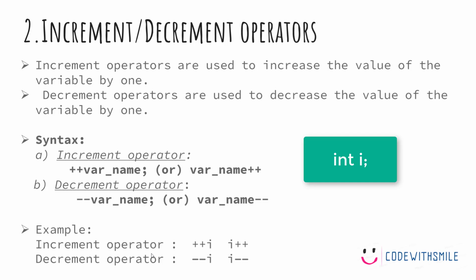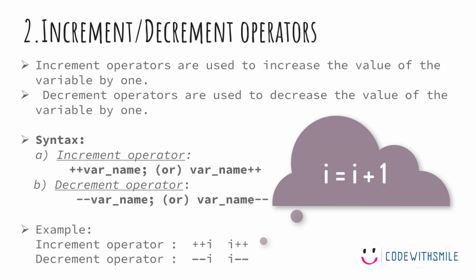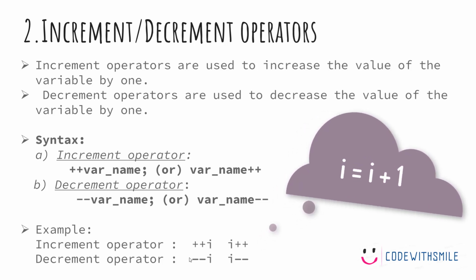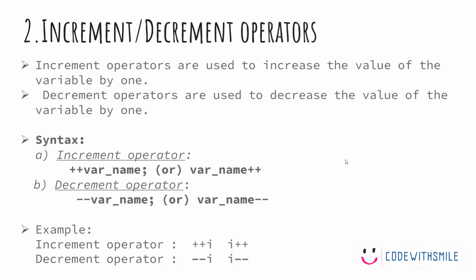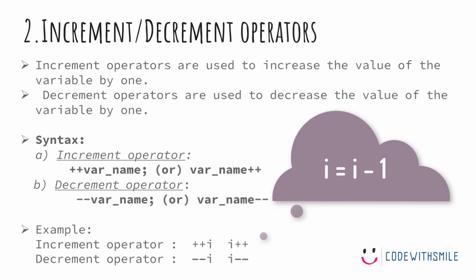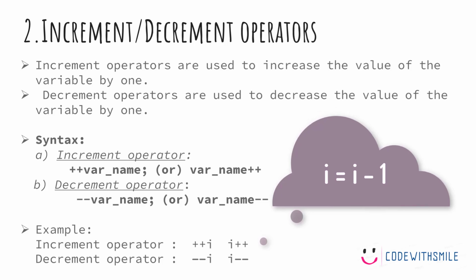In the increment operator, we can write it as ++I or I++. Whereas in the decrement operator, we can write it as --I or I--. By ++I or I++, we mean that I equals I plus 1. That means 1 will first be added to I and then the resulting value will be stored in I. Whereas the decrement operator means that I equals I minus 1, which means that 1 will be subtracted from I and then the value of I minus 1 will be stored in I.